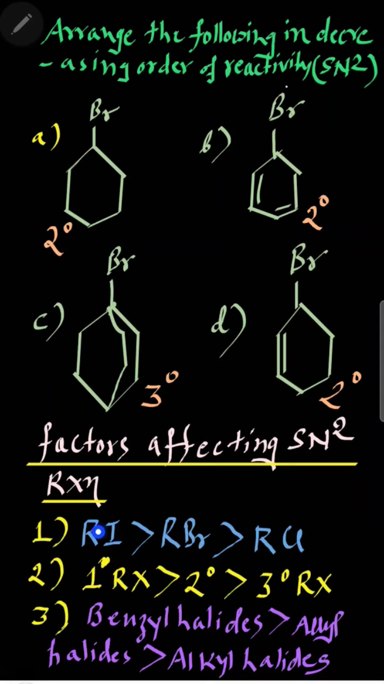First, alkyl iodides are most reactive towards these reactions, followed by the alkyl bromide and then the alkyl chloride. So all are bromides in that case. So the first factor is not applicable to this particular question.